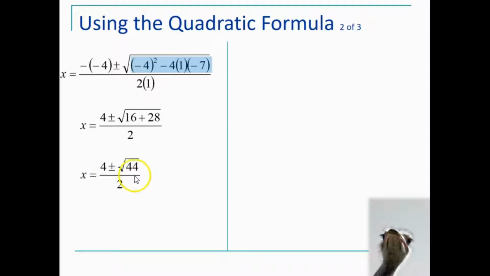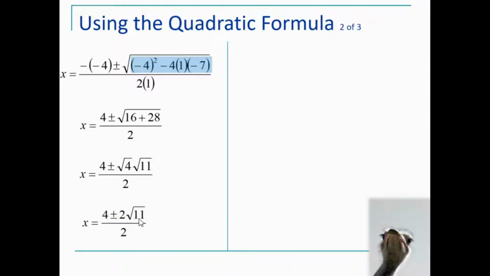To simplify this radical, since 44 is the result of 4 times 11, an equivalent expression to the square root of 44 is the square root of 4 times the square root of 11. The square root of 4 is a perfect square, giving us 2, leaving the square root of 11.